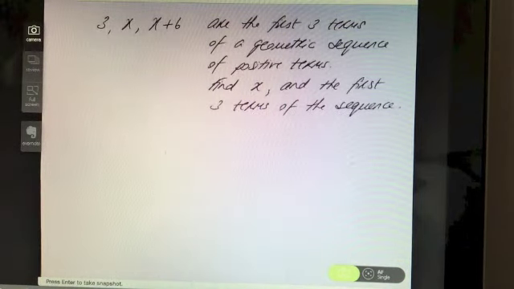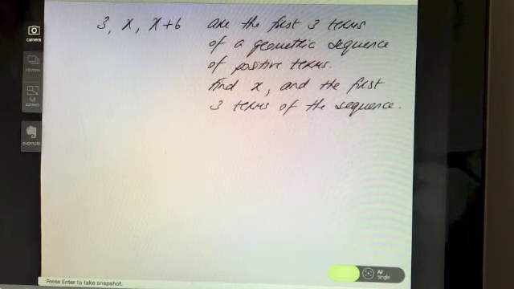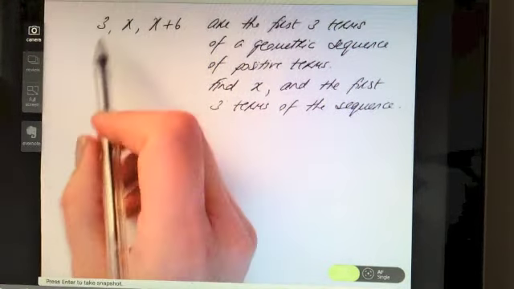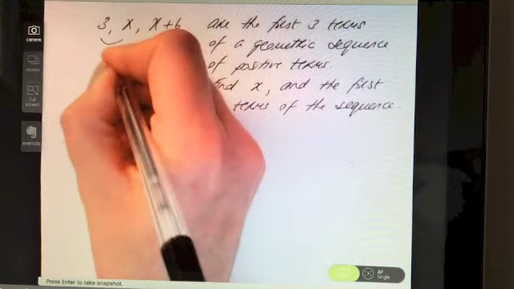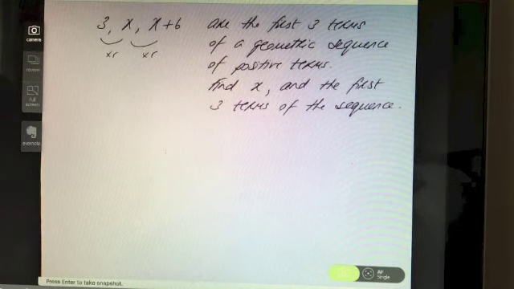Okay, so try this question. 3x and x plus 6 are the first three terms of a geometric sequence of positive terms. Find x and then the first three terms of the sequence. I don't know if you remember, we had a question similar to this when we dealt with arithmetic sequences. Again, all we had to go on was the fact that because we know it's a geometric sequence, we know that you're multiplying by a common ratio each time. So is that ringing a bell for you? See if that's enough of a hint.